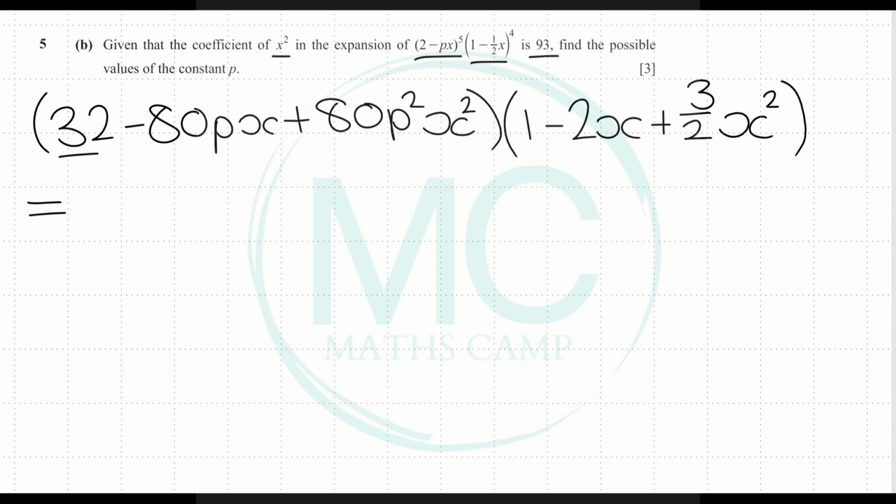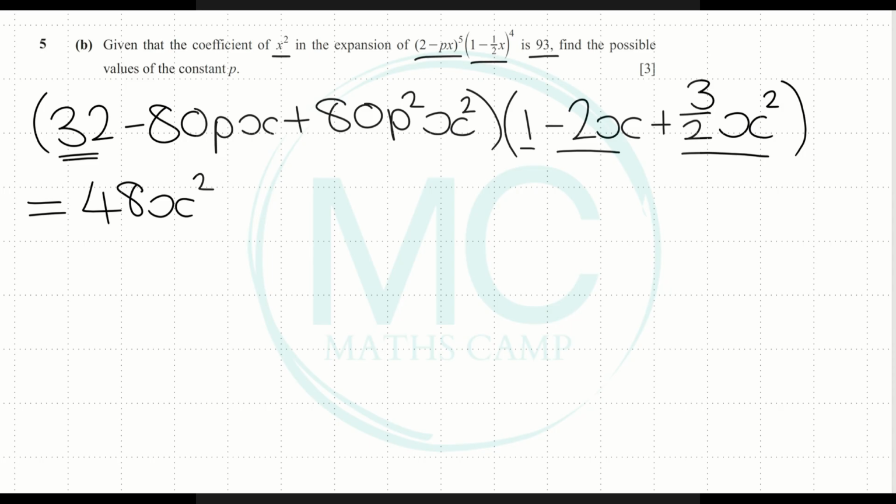32 multiplied by 1 gives us a constant. That's not going to help. 32 multiplied by negative 2x gives us an x term. That's also not going to help. But 32 multiplied by 3 over 2 x squared will give us an x squared term. 32 multiplied by 3 over 2 gives us 48. So we get 48x squared.